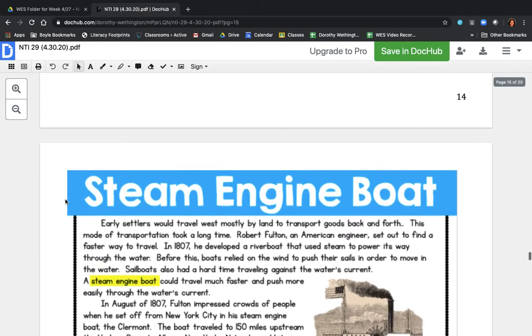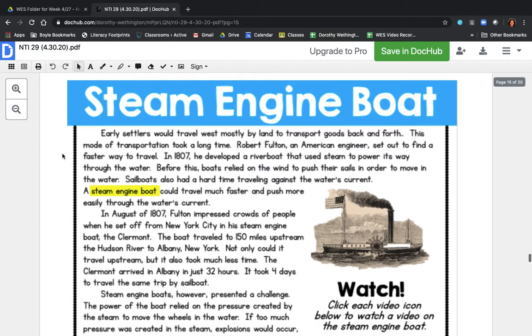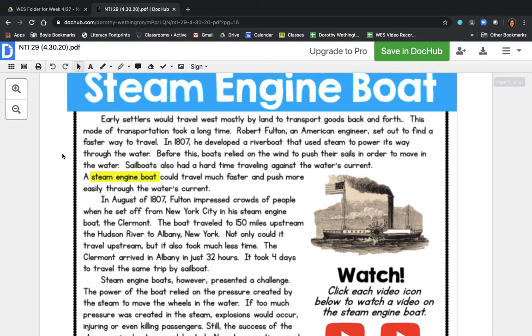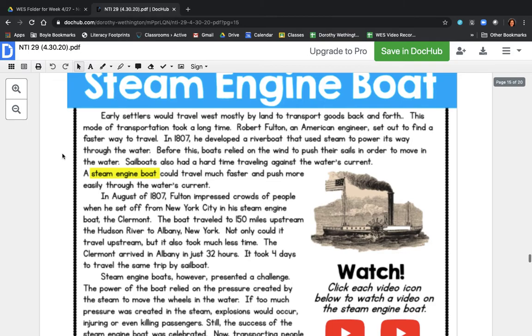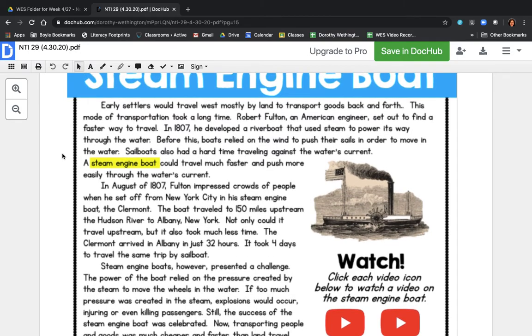The steam engine boat. Early settlers would travel west, mostly by land, to transport goods back and forth. This mode of transportation took a long time. Robert Fulton, an American engineer, set out to find a faster way to travel. In 1807, he developed a riverboat that used steam to power its way through the water. Before this, boats relied on the wind to push their sails in order to move in the water. Sailboats also had a hard time traveling against the water's current.